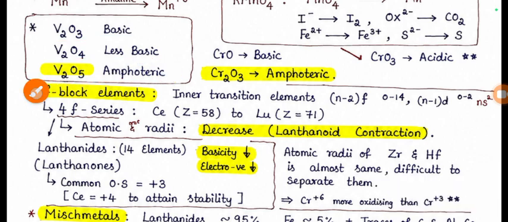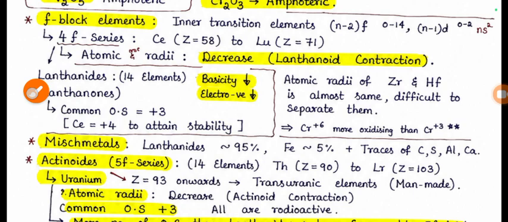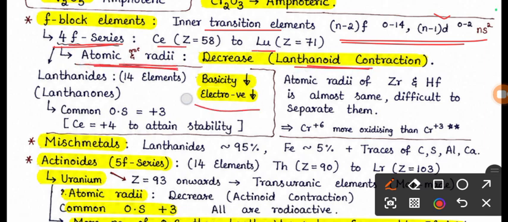amphoteric. Similarly, in the case of chromium also, Cr2O3 is amphoteric, CrO is basic, and CrO3 is acidic in nature. F block elements are also called inner transition elements. The general electronic configuration is (n-1)d0-2, (n-2)f0-14, ns2. So it has two series, 4f series and 5f series. 4f series starts with cerium to lutetium, and atomic and ionic radii decrease, which is called lanthanide contraction, and due to lanthanide contraction, basicity and electronegativity are going to decrease, and atomic radii of zirconium and hafnium are almost the same. Because of that, it is difficult to separate them.